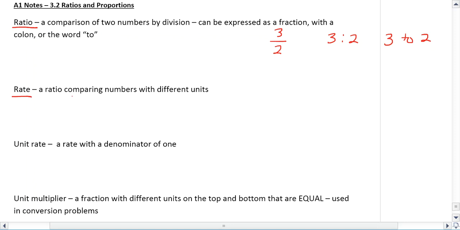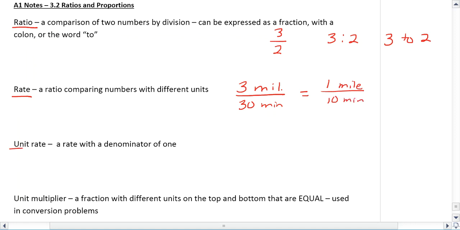Next term is a rate. A rate is a ratio comparing numbers with different units. An example could be 3 miles in, say, 30 minutes. Okay, two different units, miles and minutes. And if we did write this ratio, we would want to reduce that down to 1 mile in 10 minutes.